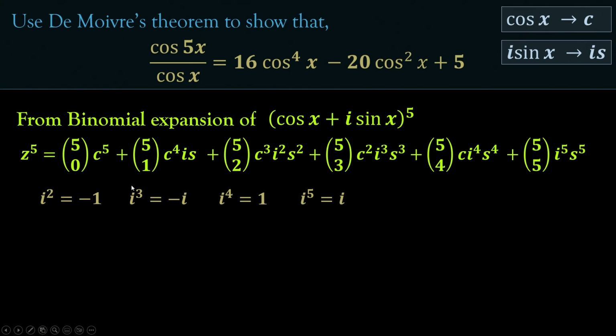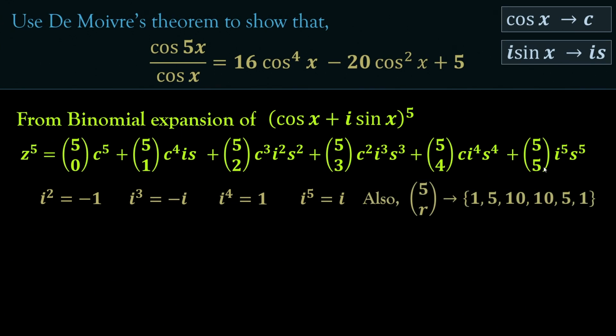Also, the 5 combination r, so 5 combination 0, 5 combination 1, 5 combination 2, these are Pascal coefficients of a binomial expansion. So we know that this is power 5. You can use a calculator to find these combinations, or you can use the long method. No matter what you do, you should find these are basically just the Pascal coefficients for power 5, which is 1, 5, 10, 10, 5, 1. So we will replace these values with the respective numbers here.